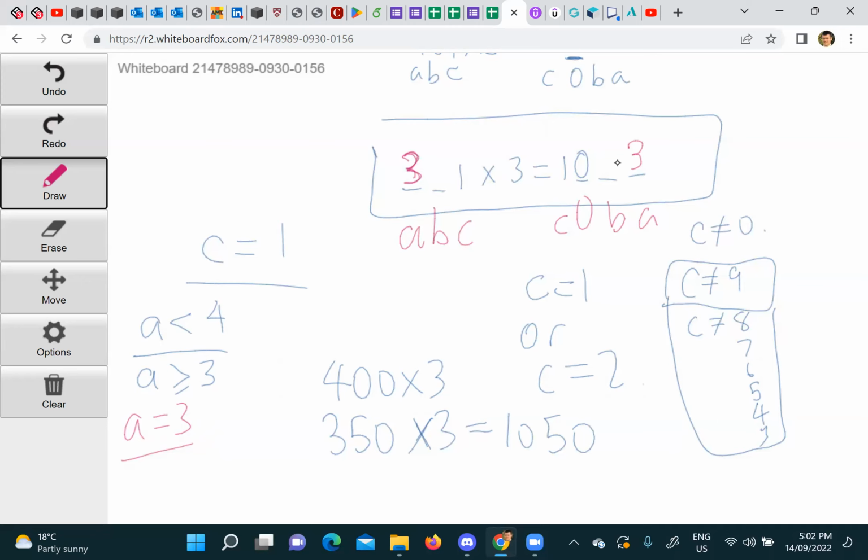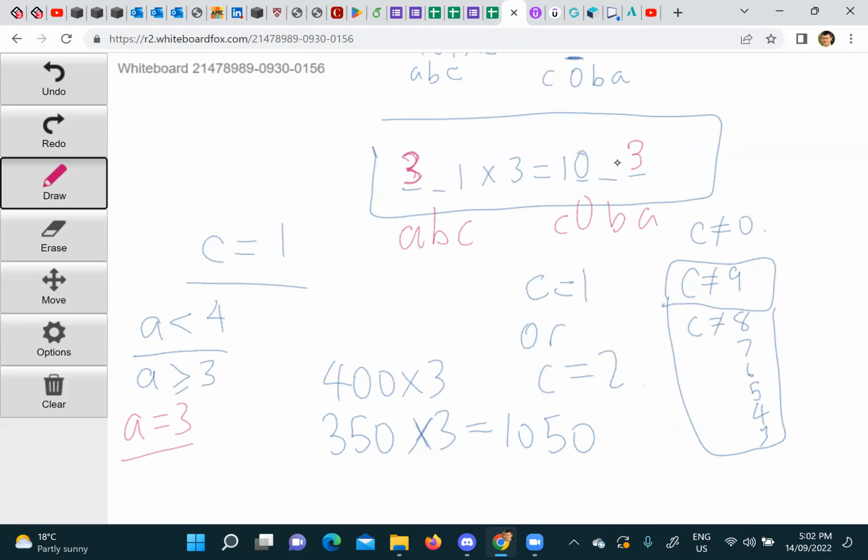It can't be... You can try it. 4, but it can't. The number can't be more than 4. Why can't it be more than 4? Because, I mean, it can't be less than 4 times 4. No, it can't be more than 4 because 4 times 3 equals 12.